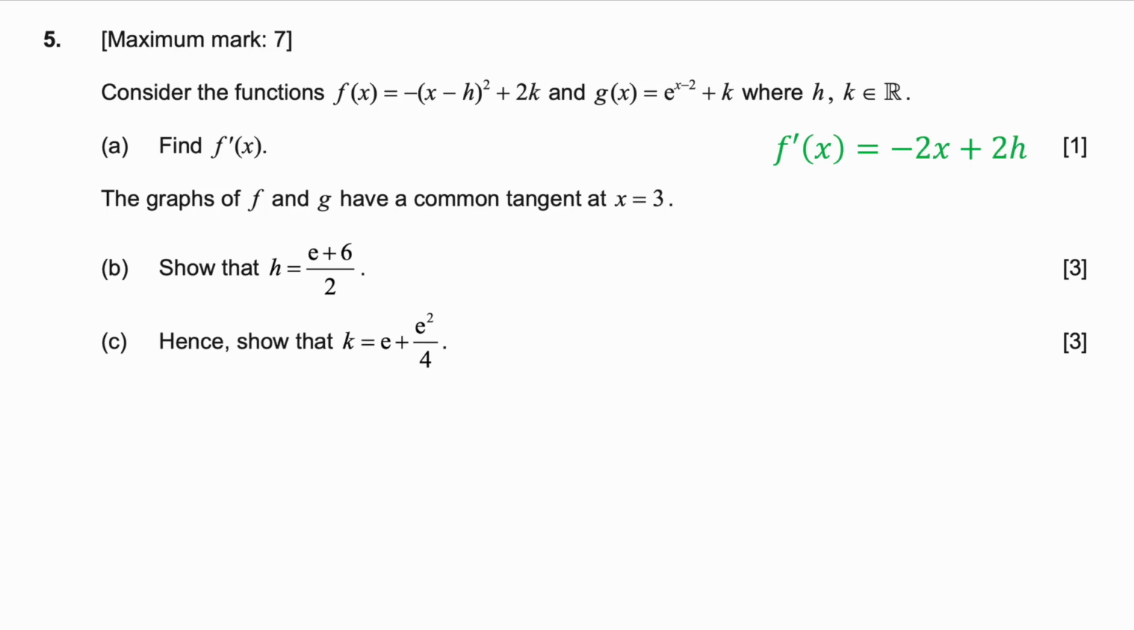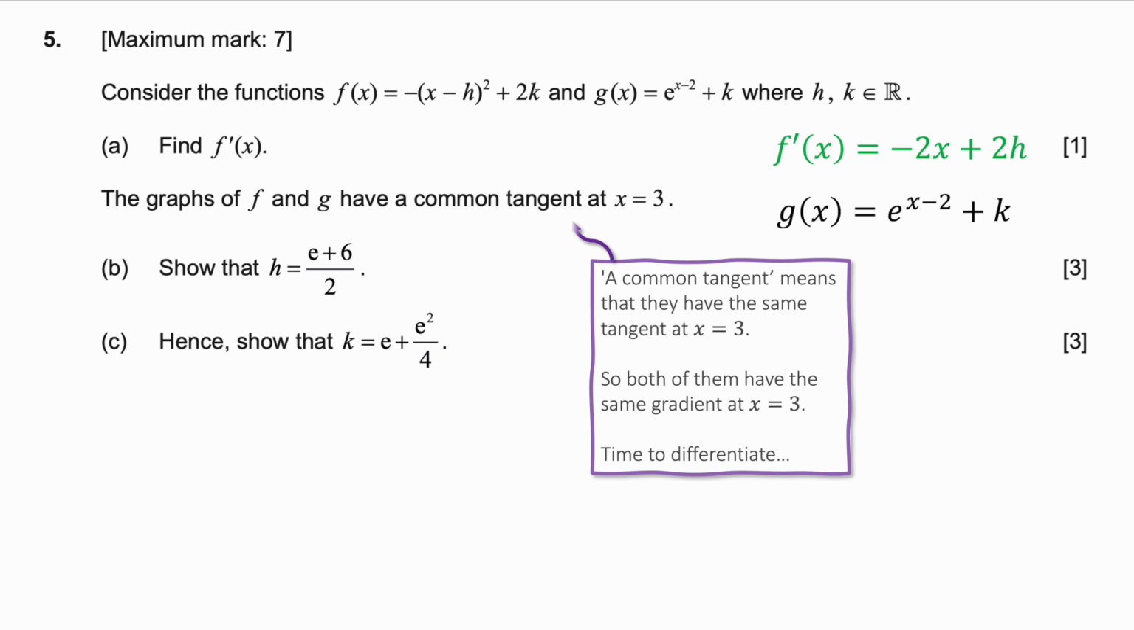Okay, the graphs of f and g have a common tangent at x equals 3. Show that h equals (e plus 6) over 2. Okay, so the fact they've got a common tangent means that they have the same gradient at x equals 3. And if we talk about gradients, we talk about tangents, it does make sense to differentiate the functions. Luckily, we've already differentiated f. And you will find that in exam questions, the first part of the question leads on to the second part. So the fact we had to differentiate f first gives us a hint that we'll have to use that later on. Anyway, it's time to differentiate g as well.